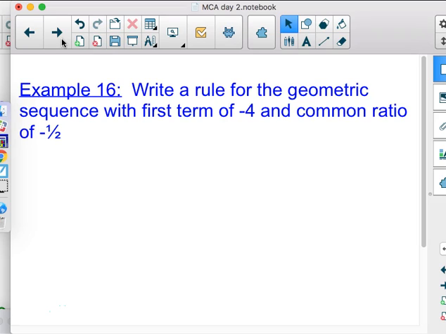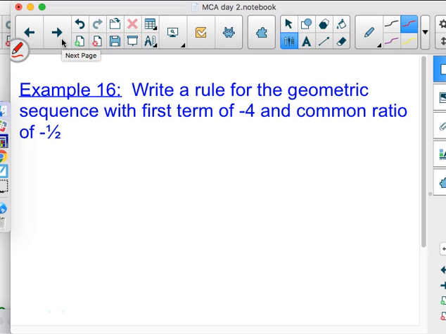Right now, you've never seen these before. So I just want to introduce you to a formula that's not real tough so that you see this is not going to be that big of a deal. It says, write a rule for the geometric sequence, the first term of -4 and the common ratio of -1/2.